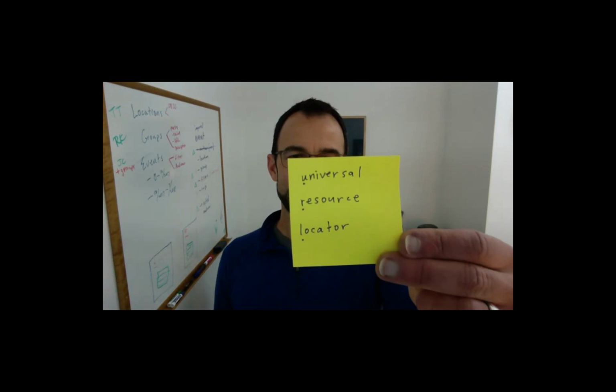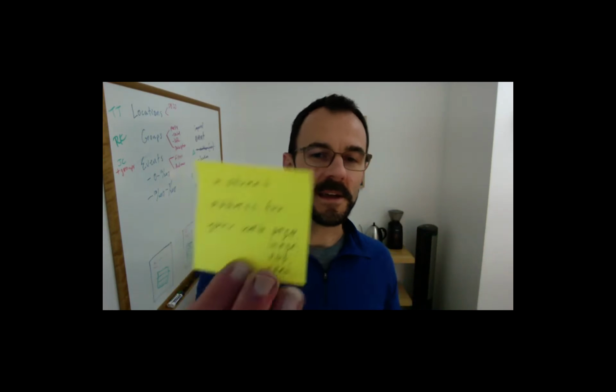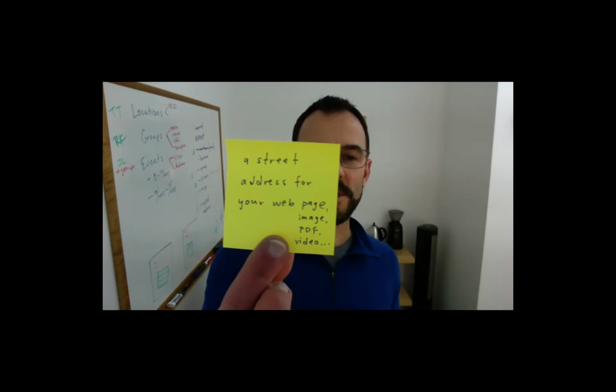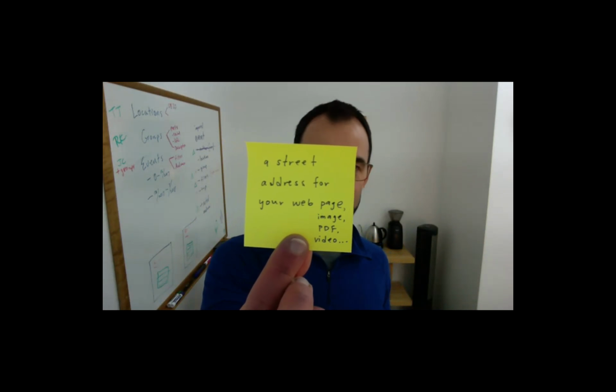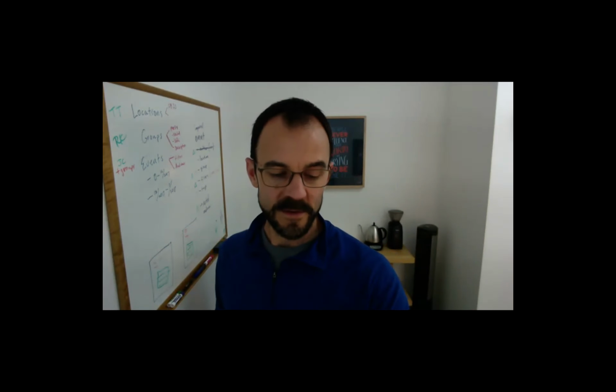So let's start with what is a URL. URL is a universal resource locator, and that is like a street address for your web page or your image or PDF or video. You can give it like the address for your house. It can be given to anyone, and they can find where your stuff is, whether that's in the real world or on the web.